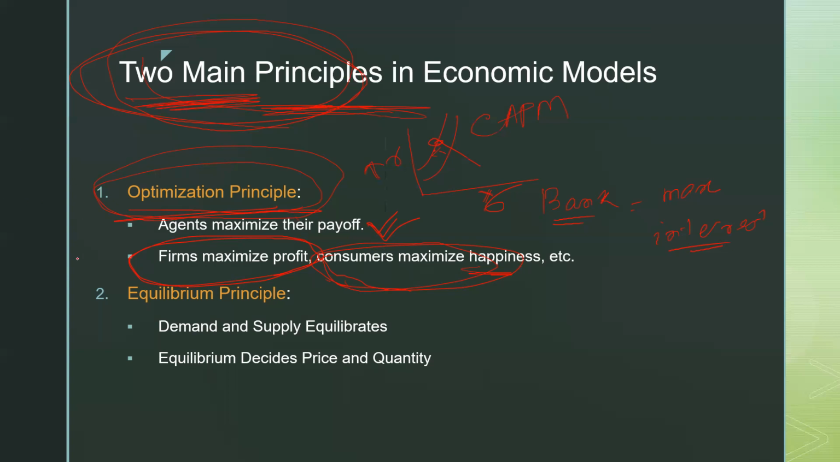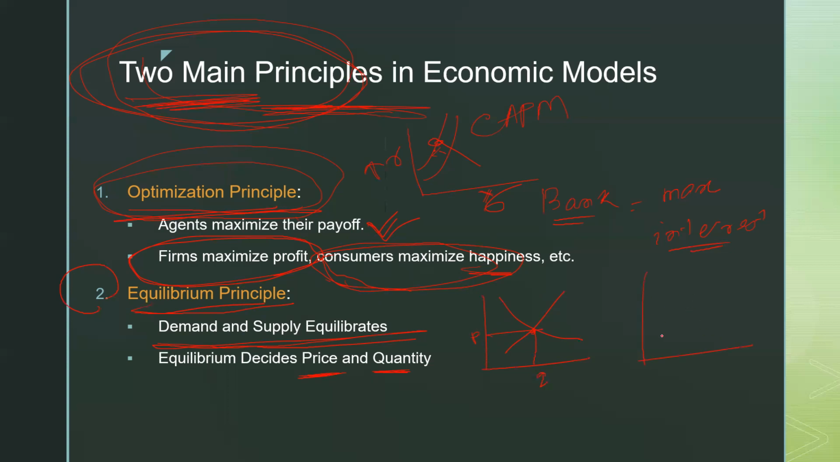Now the second principle is the equilibrium principle. What is the equilibrium principle? In the equilibrium principle, demand and supply are always the same. So if something happens, they match. Then from that matching, you will get your price and quantity. Here price is in a general sense. For example, in a goods case, suppose this is the demand for potato and this is the supply of potato. So this will be your equilibrium quantity and this will be your equilibrium price.